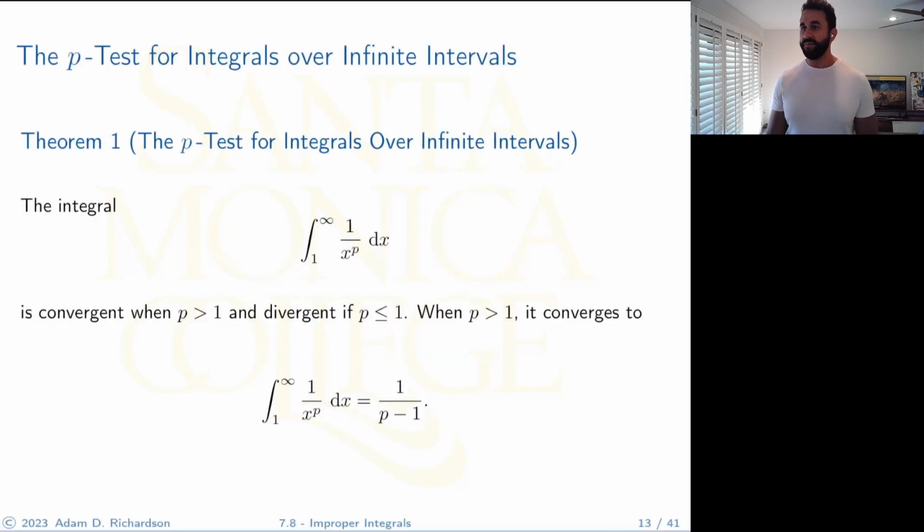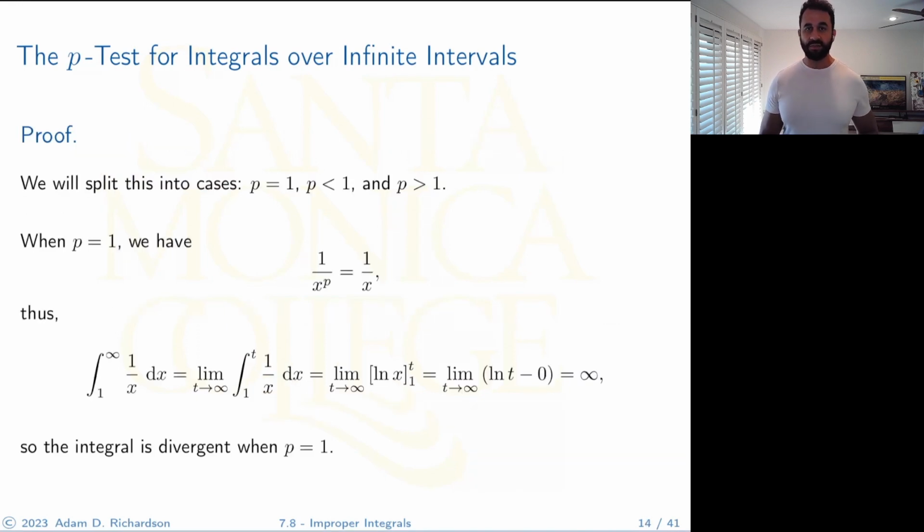All right. This one we are going to prove. So we're going to go through the proof of this right now. And we're going to split it into cases to do so. We're going to choose p equals 1, and then p does not equal 1. So starting with p equals 1, we get this. 1 over x to the p just becomes 1 over x.